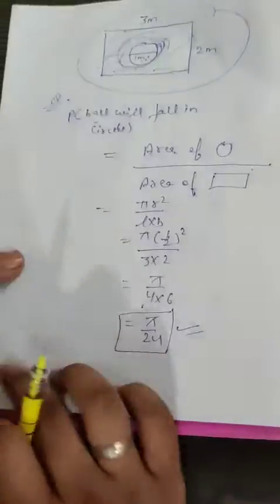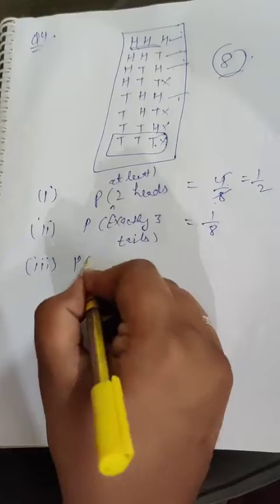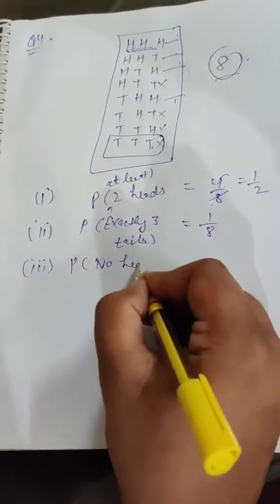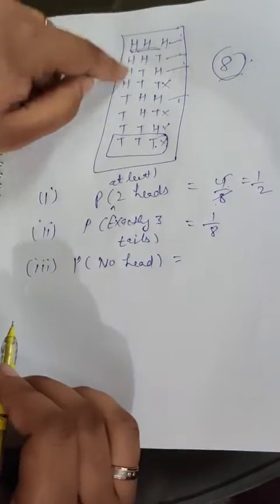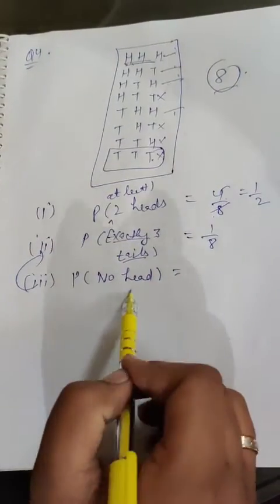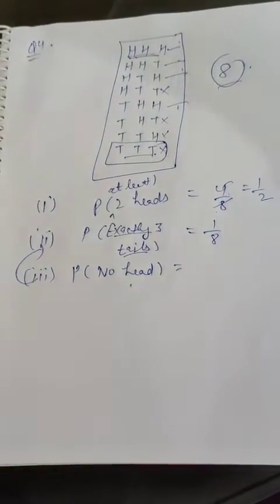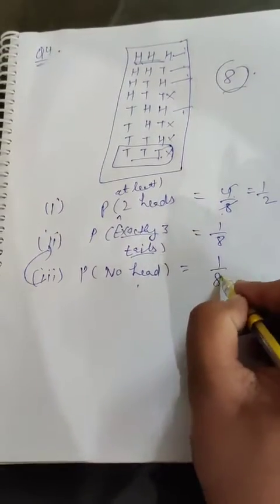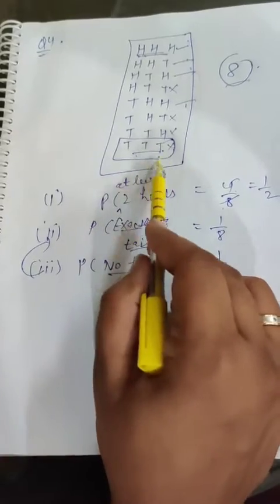Third part. No head. Probability of no head means 0 head. 0 head is a similar case to the probability of exactly 3 tails. 0 head means all the outcomes will be in the form of tails only. So again 1 by 8. No head means 0 head. So only one outcome is there in which there is no head.